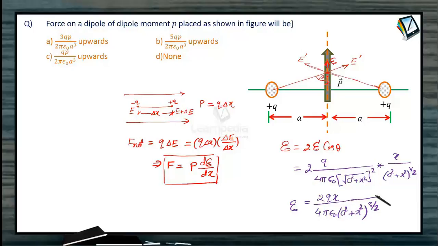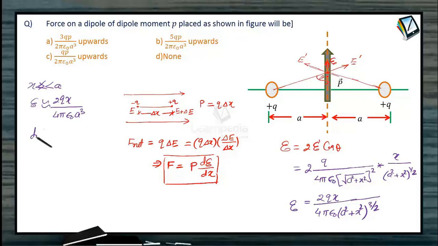For exact calculation we should calculate d by dx at this point by differentiating this, but we know that the electric dipole is very small and x is not going to be much. So we'll be using an approximated relation for this E, meaning the relation for E somewhere near the center of this system of two charges. So we can neglect x square in comparison to a square. So it becomes a cube. So for x much less than a, if x is very small, in that case E will be approximately 2qx divided by 4 pi epsilon naught a cube.